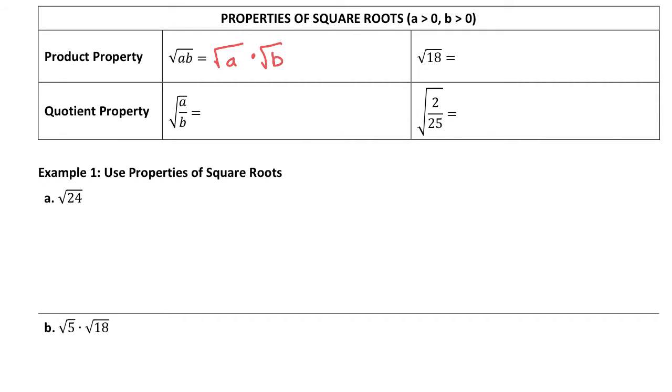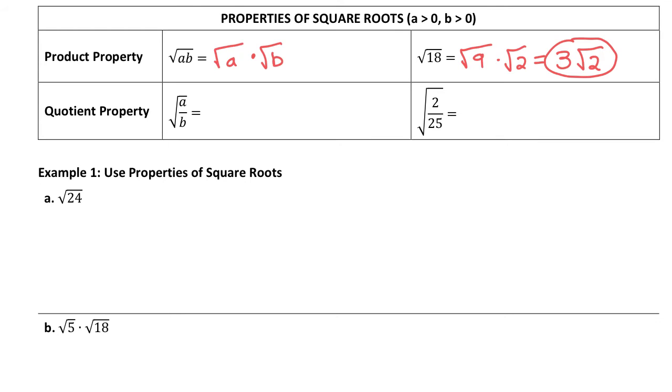To simplify the square root of 18, what I'm trying to figure out is which factors of 18, if any, are perfect squares. 18 has a factor of 9, which is a perfect square. 9 times 2 is 18. So the square root of 9 is 3, and this really becomes 3 times the square root of 2. That is my simplified version of the square root of 18. So that's the product property.